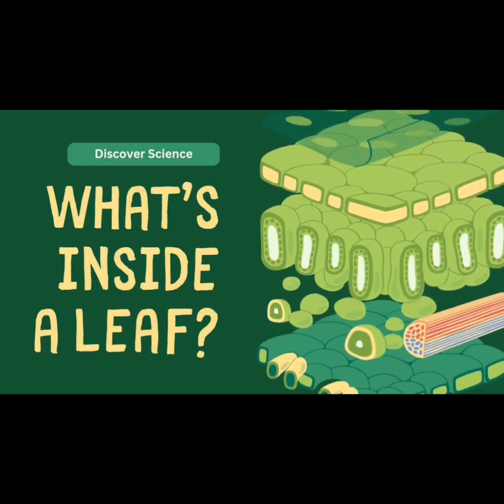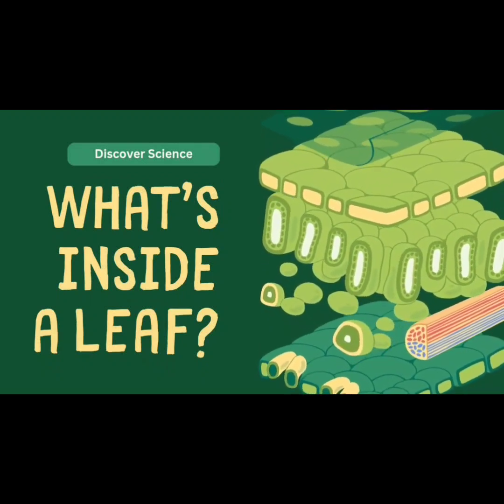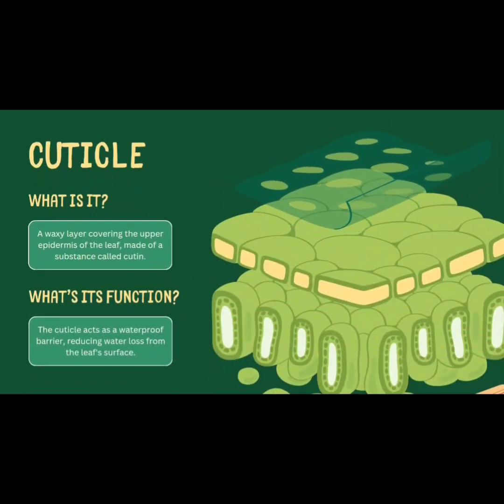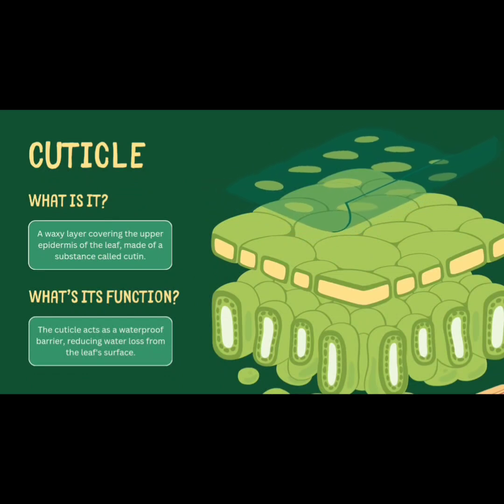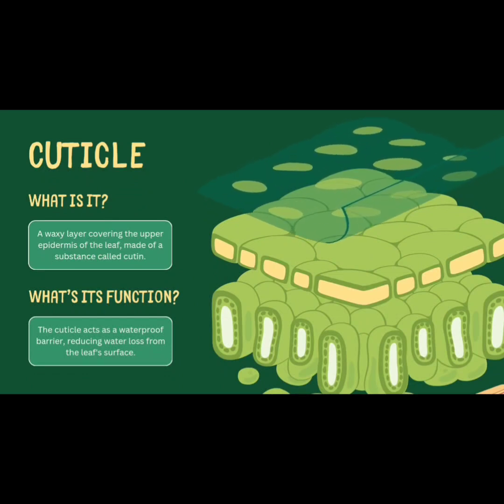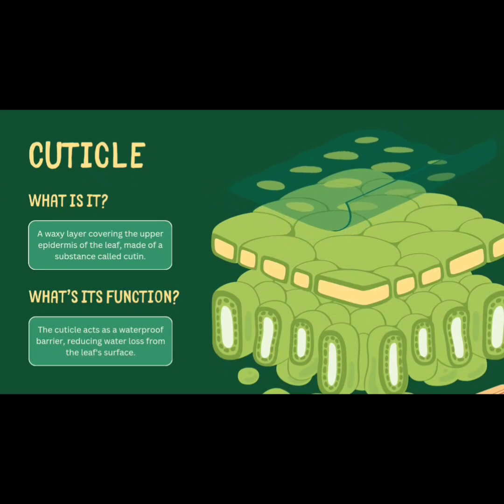Today, we will learn what's inside a leaf and its layers, so let's begin. Cuticle. What is it? It is a waxy layer covering the upper epidermis of the leaf, made of a substance called cutin. What's its function? The cuticle acts as a waterproof barrier, reducing water loss from the leaf's surface.